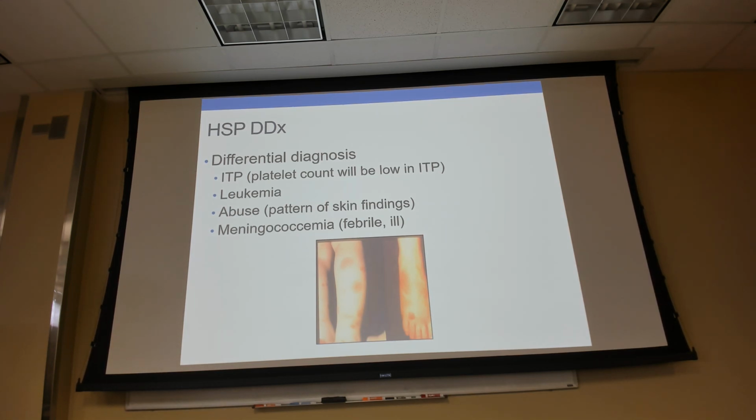Is it really on the feet? And palpable purpura? Well, probably not. And then are they toxic? Are they ill? Is this a diffuse meningococcemia? Or is this dependent and below, in an 8-year-old that's refusing to walk? So this is your differential for HSP.